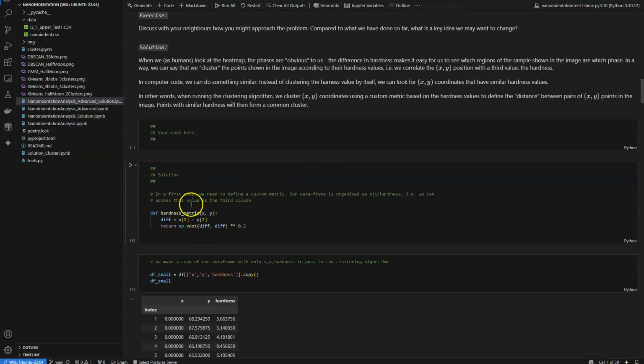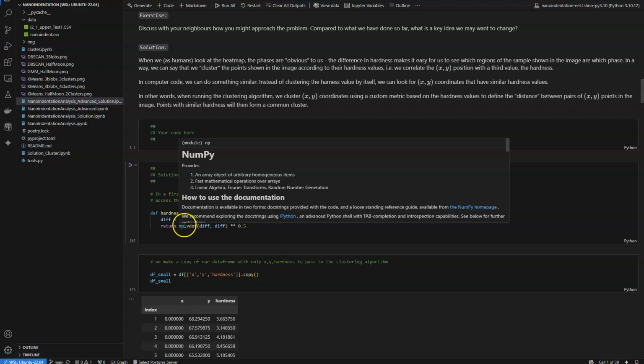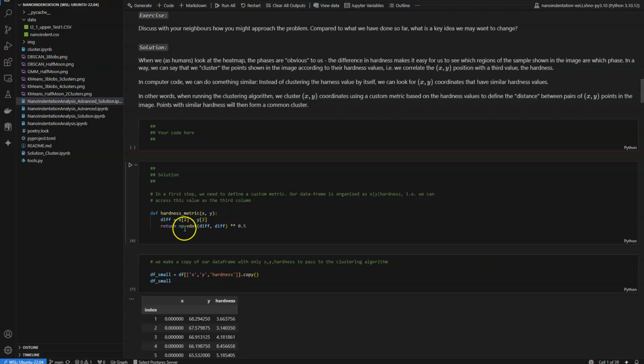approach? So the idea here is that we define a hardness metric on a given set of points. So the difference between those 2 points and those points, and then take the square root of this. This is how we define a custom metric based on the hardness. So essentially we have a point x and a point y, each have a coordinate, and they have a hardness value. So this is how we, if you want, represent each of the nanoindentation dots as a vector. And then what we can do is we take the length of that vector.